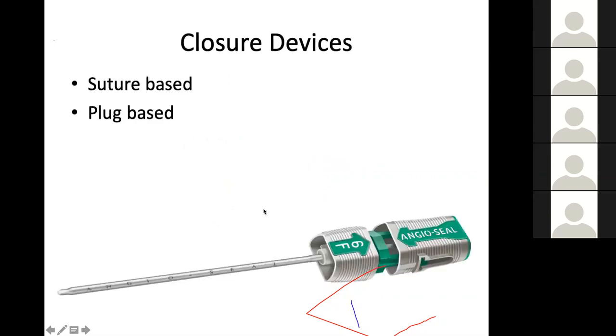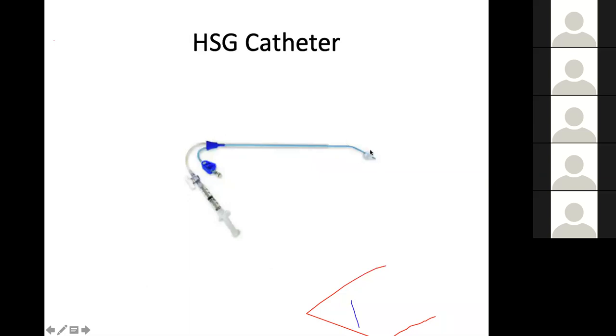So the advantage of an HSG catheter is that this particular balloon prevents the HSG catheter from slipping out of the uterine cavity, and also arrests the outward flow or the backflow of the contrast. And if we use this, we require very, very minimal quantity of contrast. So this is what we need to know about the HSG catheter.